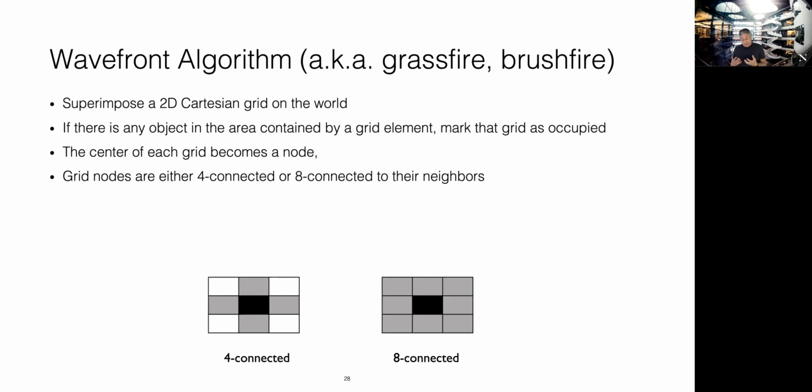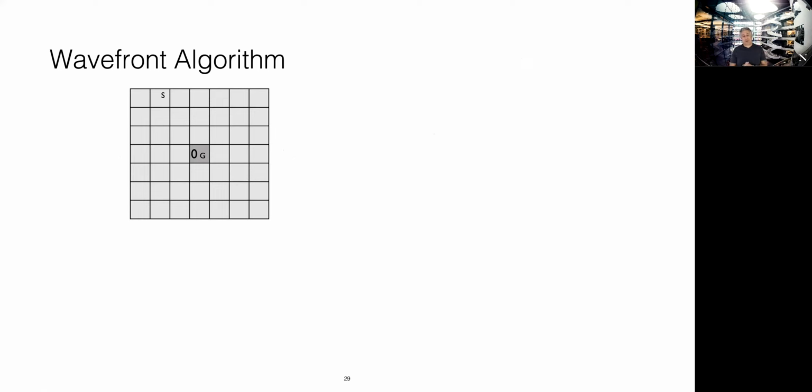Now we have to make certain assumptions, and let's talk about the Wavefront algorithm more specifically. The idea is, is the map 4-connected or 8-connected? In the 4-connected map, you can only go north, south, east, and west. In an 8-connected map, you're allowed to go in the diagonal direction as well. To connect this to the example we started with, the center of each physical square now becomes a node for our purposes.